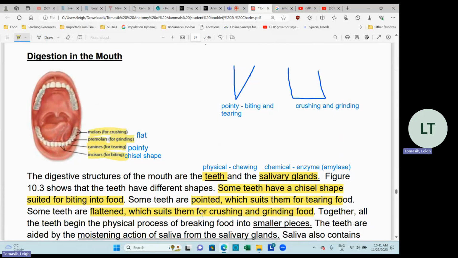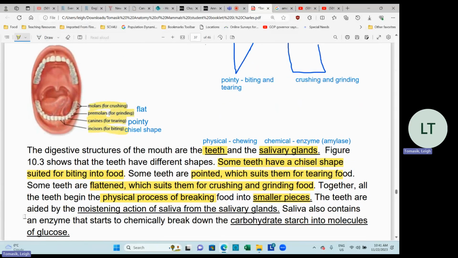So, chisel shape for biting, pointed for tearing, flattened for crushing and grinding. Together, all of the teeth begin the physical process of breaking food into smaller pieces, right? So we say physical digestion. Teeth are aided by the moistening action of saliva. Saliva has water in it and enzymes from the salivary glands. Saliva also contains the enzyme that starts to chemically break down the carbohydrates that you eat into molecules of glucose.